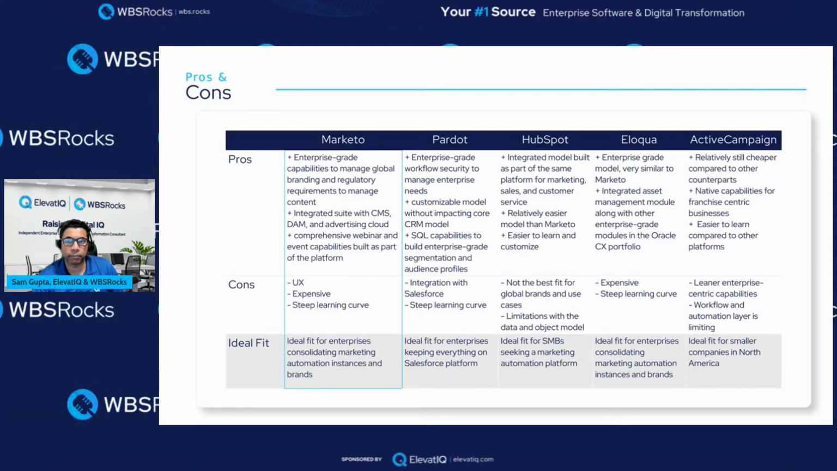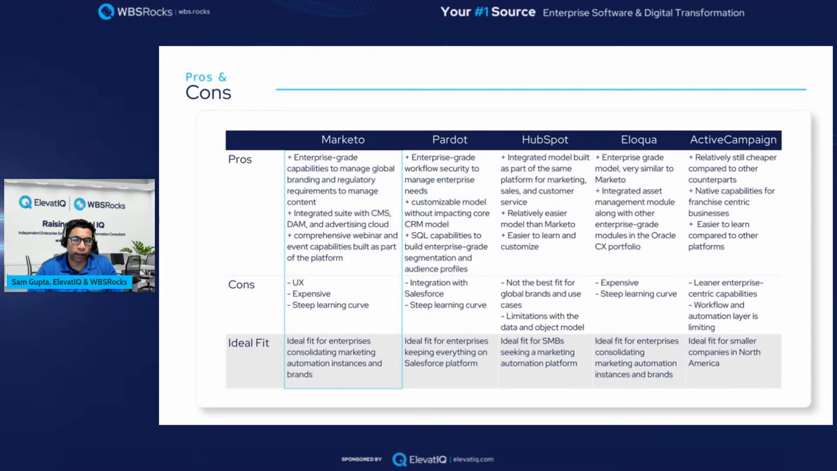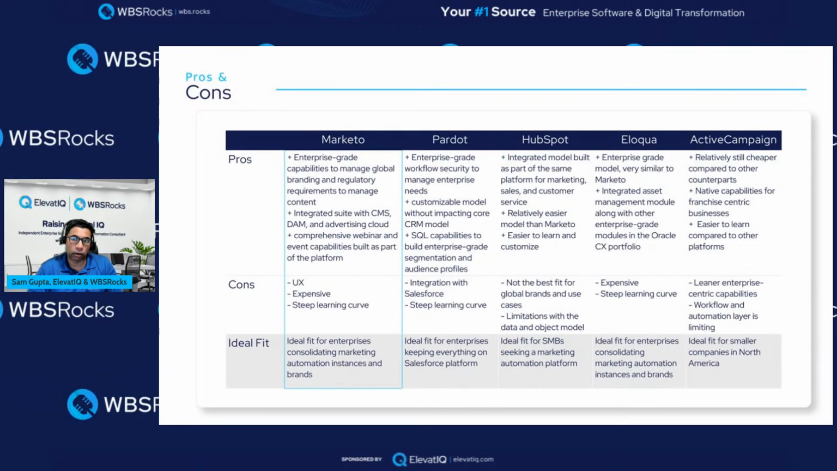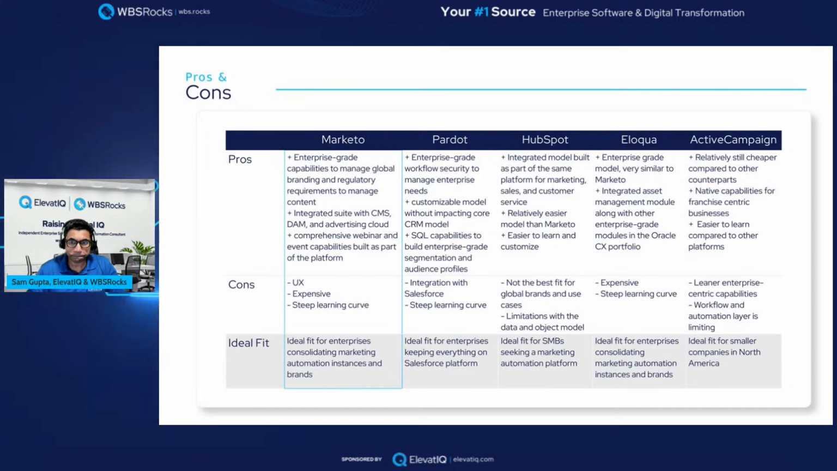HubSpot is the SMB player. The major difference with HubSpot is that, just like Marketo, it's going to have the integrated CMS as part of their layer, but they are also going to be much richer from the sales and customer service perspective as well. Marketo is going to rely on other CRM components, other vendors, for those capabilities.